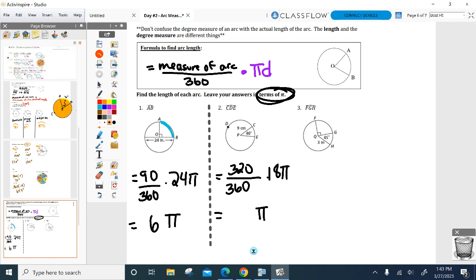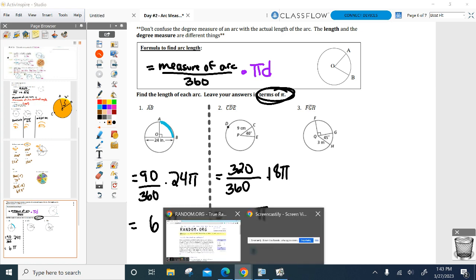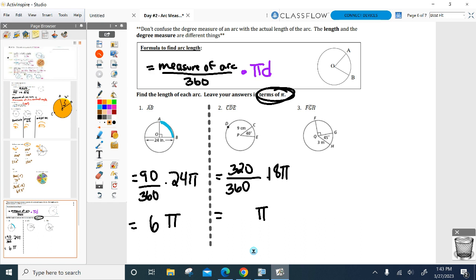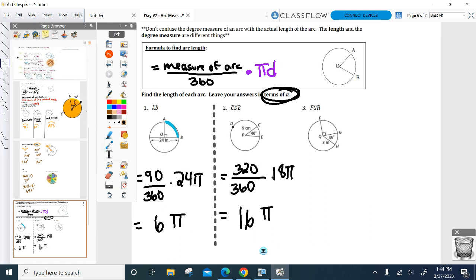Calculate everything else. And what do we get in terms of pi? When you're ready, what do you have? 16 pi. Good. And again, you guys know I'm not going to fight you on the units if you want to put them or not.